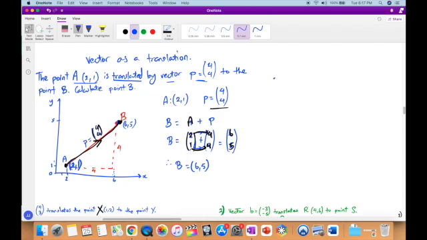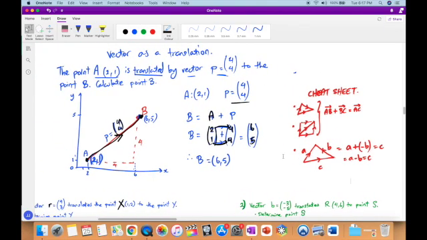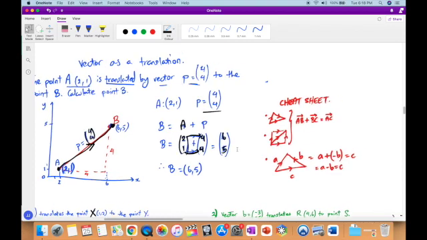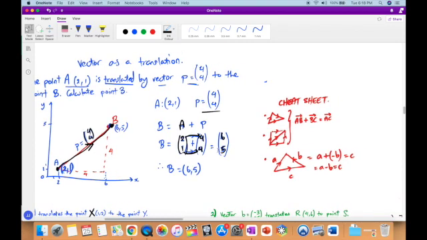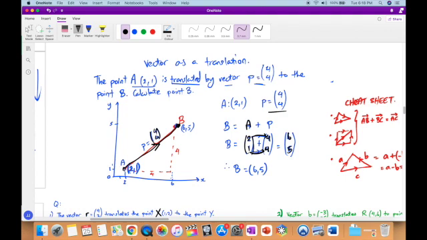And how would I put this? I don't know. So how would I put this on my cheat sheet? Vector as a translation. Well, we could see here that we could add the point A to the vector, and we will get the other point, right? So vector as a translation is we have a point A, and then we have a vector that is moving the point A to point B. And the question is, where is point B?